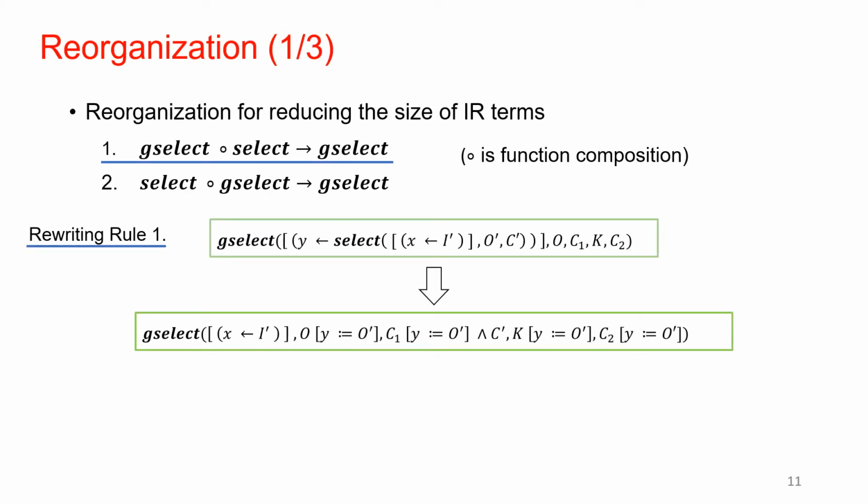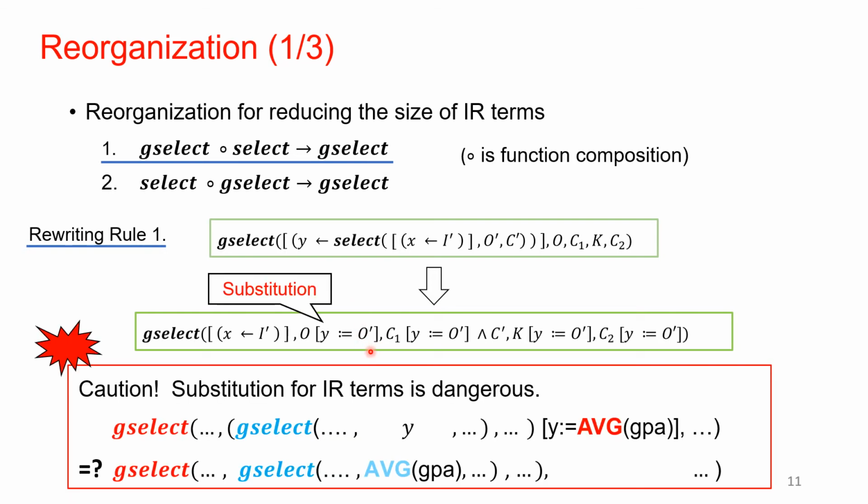To reduce the size of queries, our reorganization provides these two rewriting rules. Here, small circle means function composition, so it eliminates one nested subquery for the composition of gselect and select or select and gselect. This is the first rewriting rule. The output O' of the inner select is substituted for the input variable y of the outer gselect. This rule is similar to beta reduction in lambda calculus, but we must be careful, since substitution in our IR may break the correspondence between grouping and aggregate function.